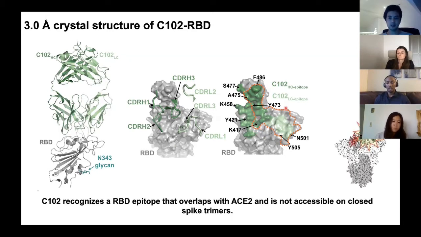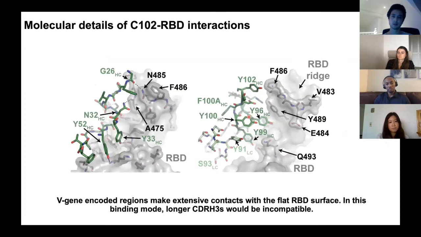One important thing to note about these antibodies, C102, is that its epitope, this region that it's targeting, is only accessible when the RBD is in an up conformation, right? When the RBD is closed down at the apex, it won't be able to access its site, much like ACE2 is not able to access the site unless it is in this up conformation. Here are more details going into the structure. One thing to point out is that the CDRH3 loop is very short and has a very nice shape complementary to the RBD, and therefore it has no extra room to fit longer CDRH3 loops.